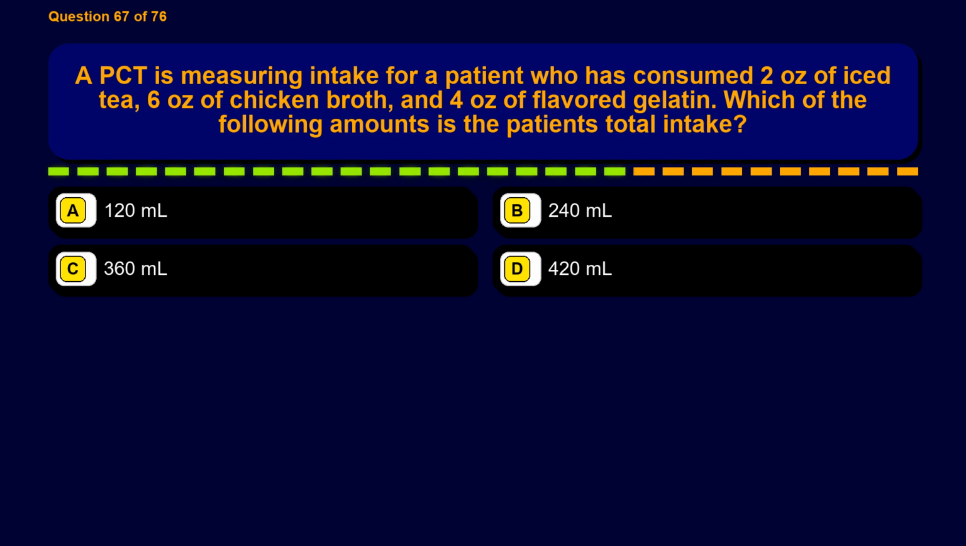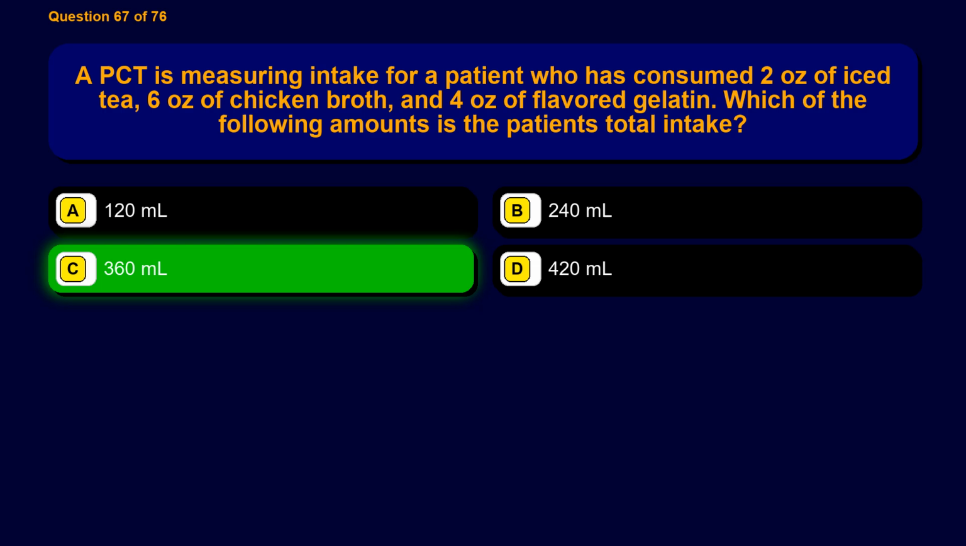6 ounces of chicken broth, and 4 ounces of flavored gelatin. Which of the following amounts is the patient's total intake? Option A, 120 ml. Option B, 240 ml. Option C, 360 ml. Option D, 420 ml.